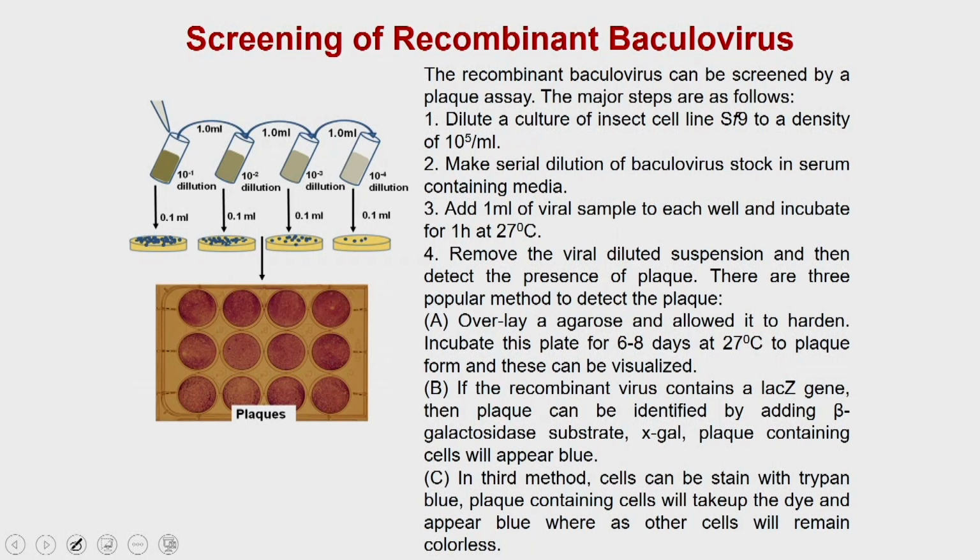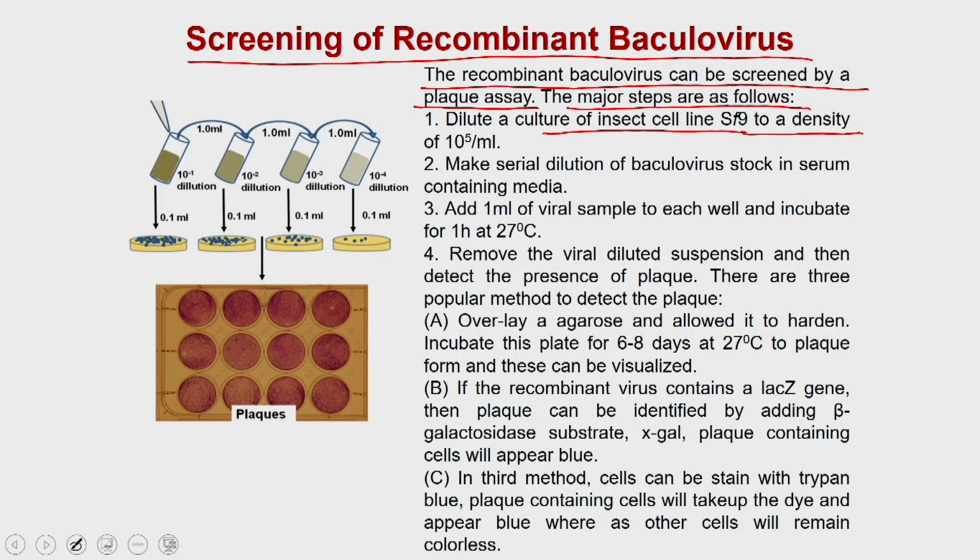Now, the subsequent step is the screening of these baculoviruses. The recombinant baculoviruses can be screened by a plaque assay. The major steps in the plaque assay are that first you dilute the culture of insect cell line SF9 to a density of 10 to the power 5, make serial dilutions of baculovirus stock in serum containing media, add 1 ml of virus sample to each and incubate for 1 hour at 27 degrees Celsius.